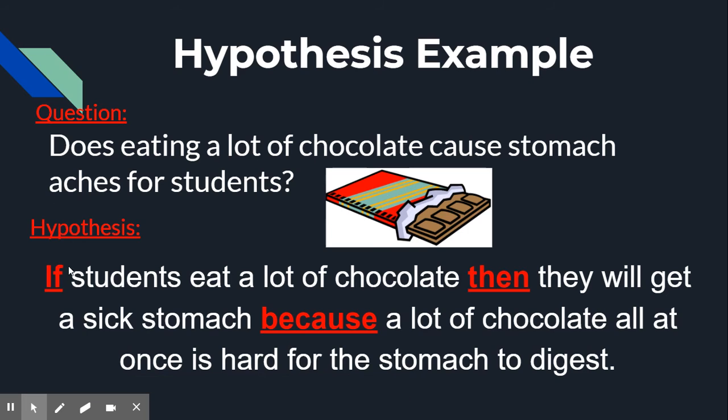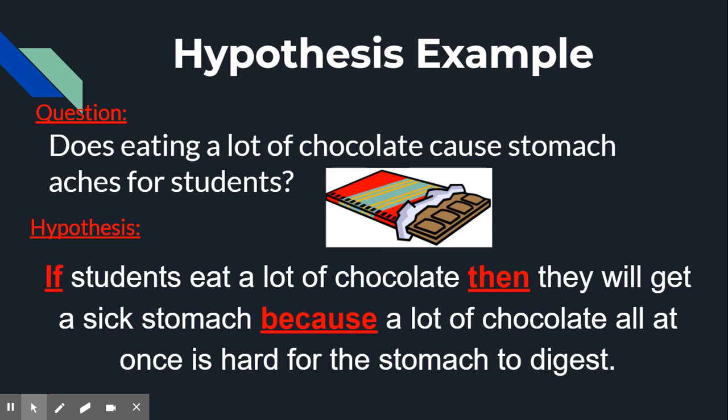Right, and then we know it has all the good parts of a good hypothesis here. It has the if, so it says what's going to change in the experiment. We're going to have students eat a lot of chocolate. We have our prediction for what's going to happen. We say they'll get a sick stomach. And we have our because here. We have our explanation for what's going to happen: the reason that the student is going to get a sick stomach is because a lot of chocolate is hard to digest for the stomach all at once. So we need our three parts, if, then, and because.